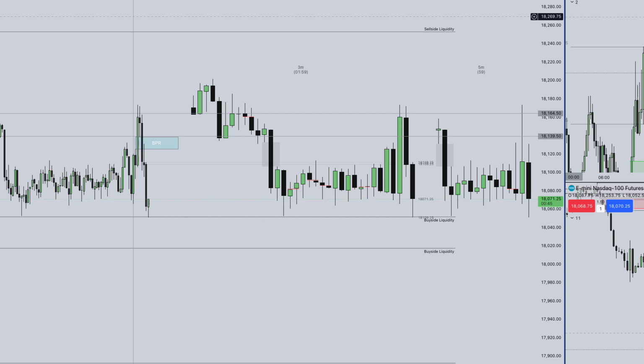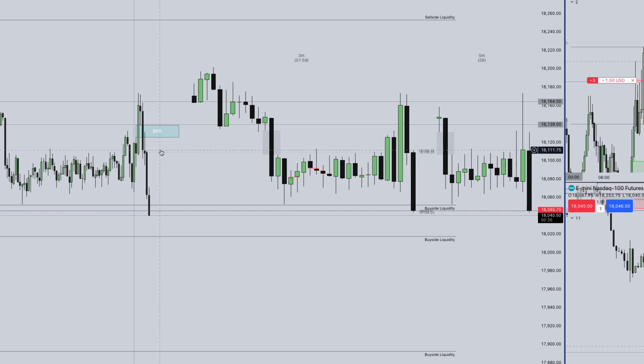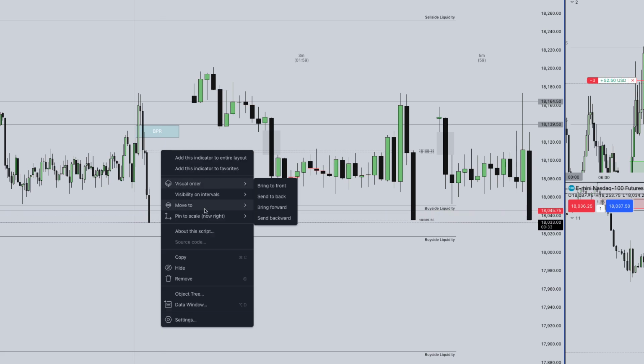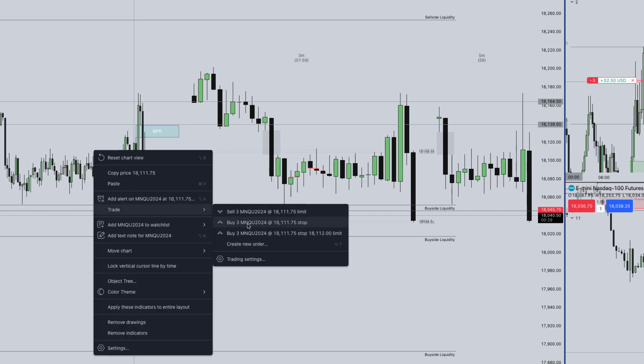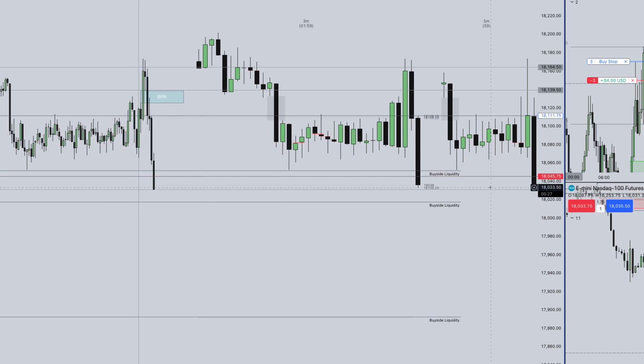There's going to be lots of times where this doesn't form. That's okay. If it doesn't form, what do you do? Throw everything out the window and start trading something else. Nothing's going to work. I had to toss that in there because some of you are falling asleep.